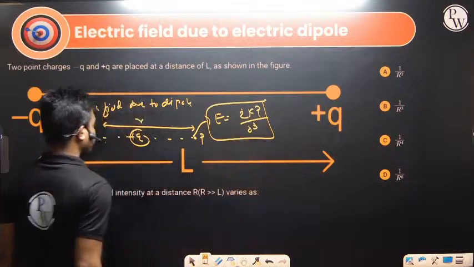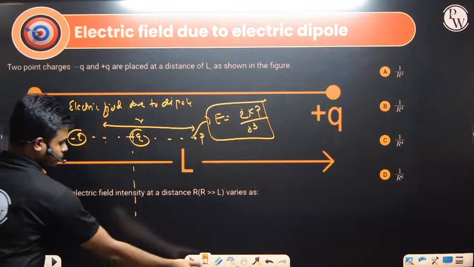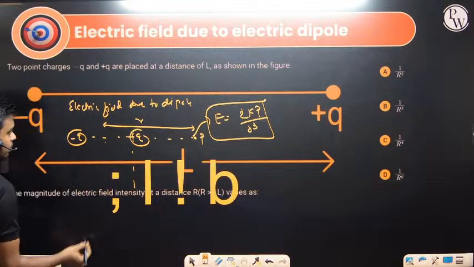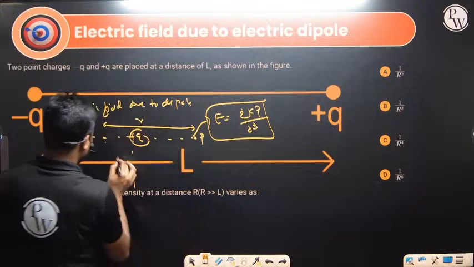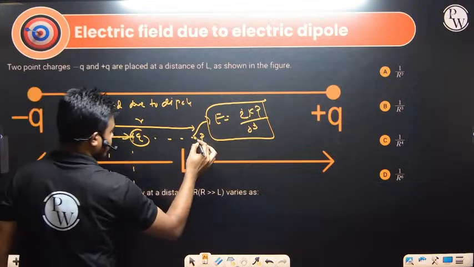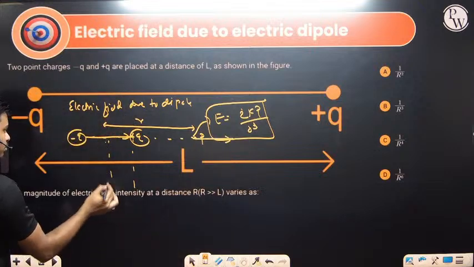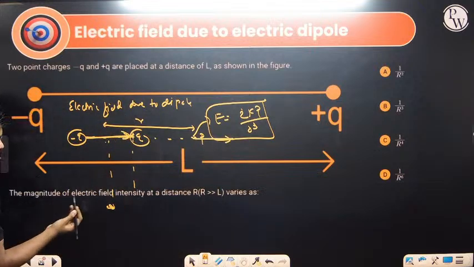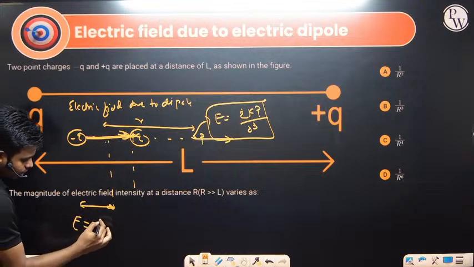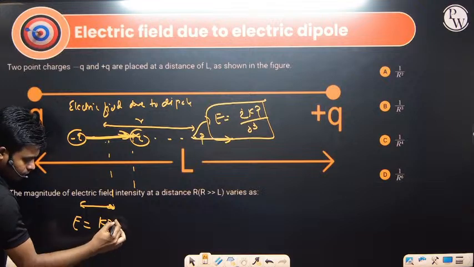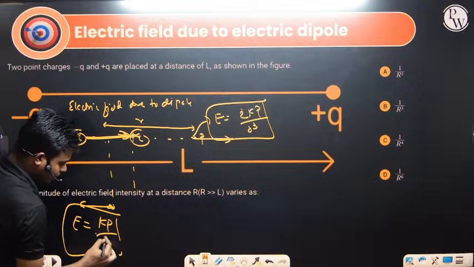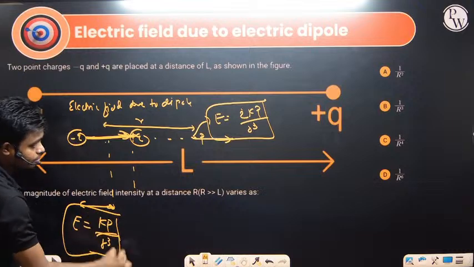This is the axial line. Suppose you are calculating the electric field at any point on the equatorial line. The direction will be opposite to the dipole moment direction. And the electric field value is kp divided by r cube. This is due to a small dipole, so kp by r cube.